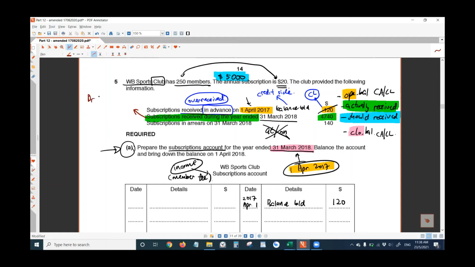For this, you have to debit cash or bank, depending on whether you receive it with cash or cheque. So debit cash/bank. Then you credit the subscription account.